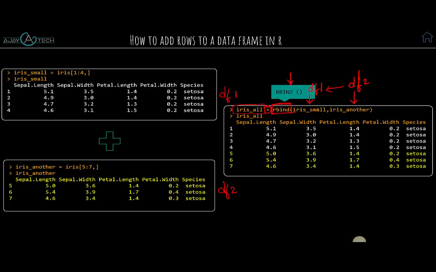For example, this is data frame 1, this is data frame 2, and this is data frame 3, iris_all. If you want to assign it back to the data frame 1 itself, you could say iris_small. So that's how you add rows to a data frame, to an existing data frame, or create a new data frame.